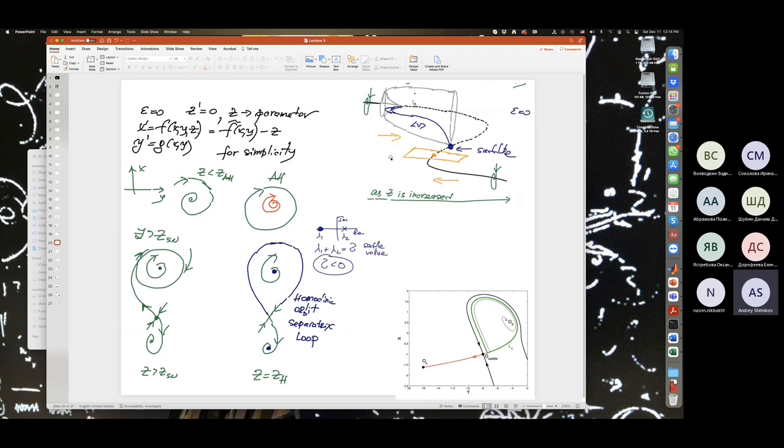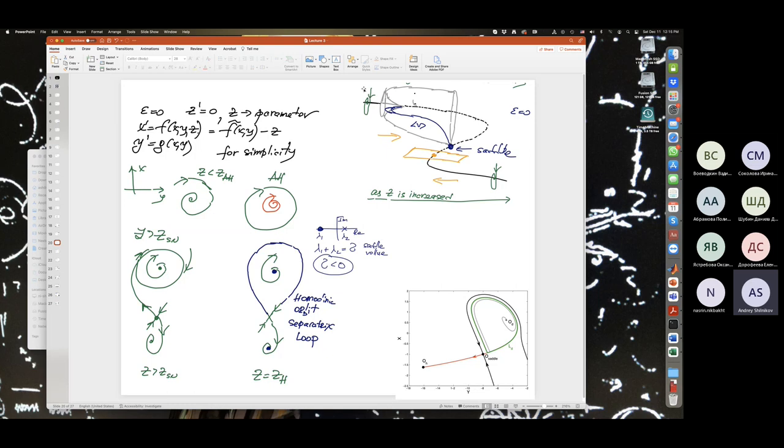So now let me once more illustrate what I just said. There are a couple of things that I need to tell you. First of all, this is true when epsilon is zero. So again, Z prime is zero, and Z becomes a parameter. And then basically I foliate it. I took a knife and cut this picture into two-dimensional slices.